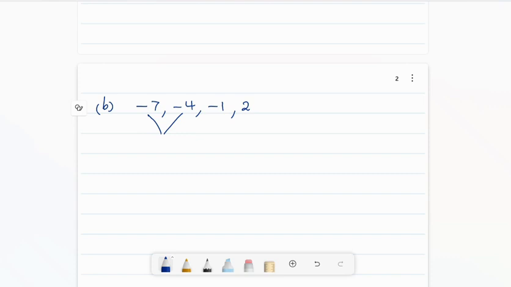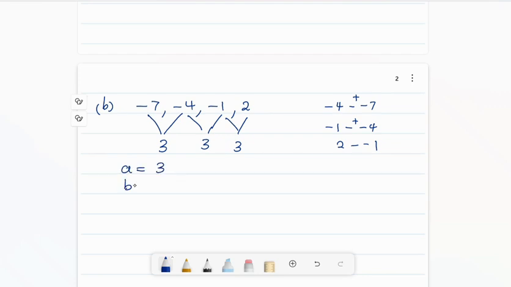So what we are doing, we are subtracting these two values. If I say minus 4 minus 7, this is minus 4 plus 7, and it's going to give me 3. If I say minus 1 minus minus 4, that gives me a plus there, which is minus 1 plus 4. Again, I get a 3. If I say 2 minus minus 1, that is 2 plus 1, then it means I'm getting a 3. So once these values look the same, then you know it's a linear sequence.